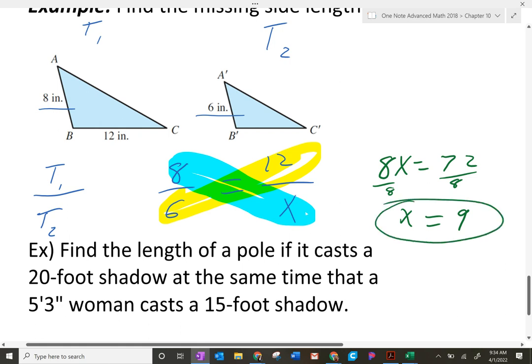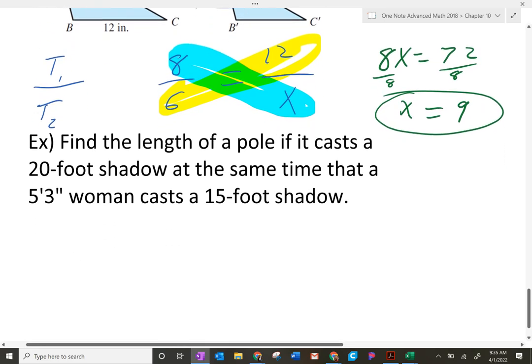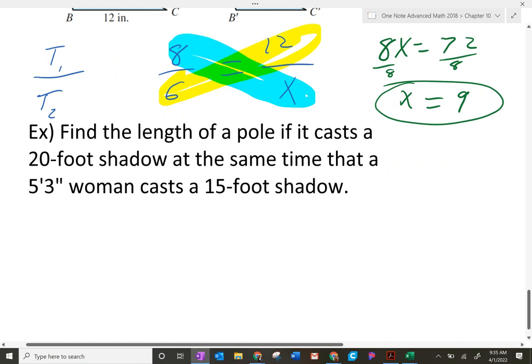Again, if they tell you that they're similar, you're going to set them up as corresponding proportions, cross multiply and divide. All right, same thing if you needed to find the height of something. Like this one here is saying, find the length of a pole if it casts a shadow that's 20 feet tall. So here's my pole. We'll pretend it's a flagpole.